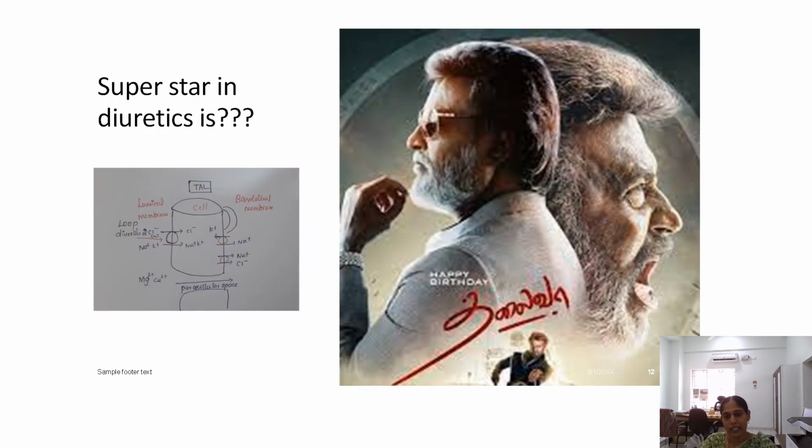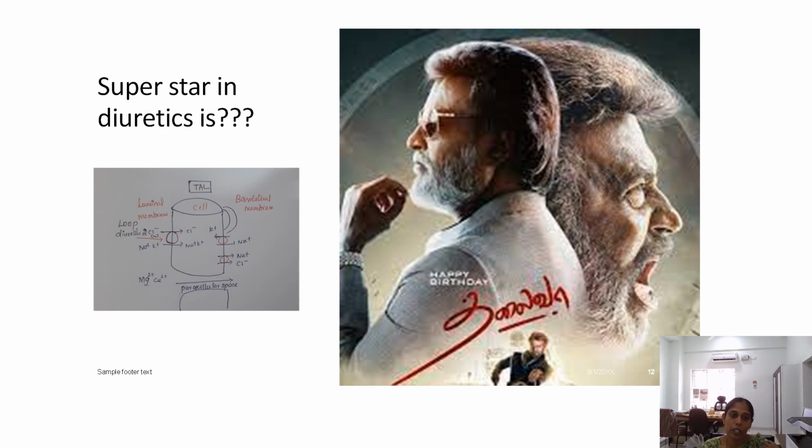So why have I given Rajni's picture here? Because there is only one superstar, that is Rajni. Here, the superstar diuretic, that is, the diuretic with maximum efficacy, is your loop diuretics.